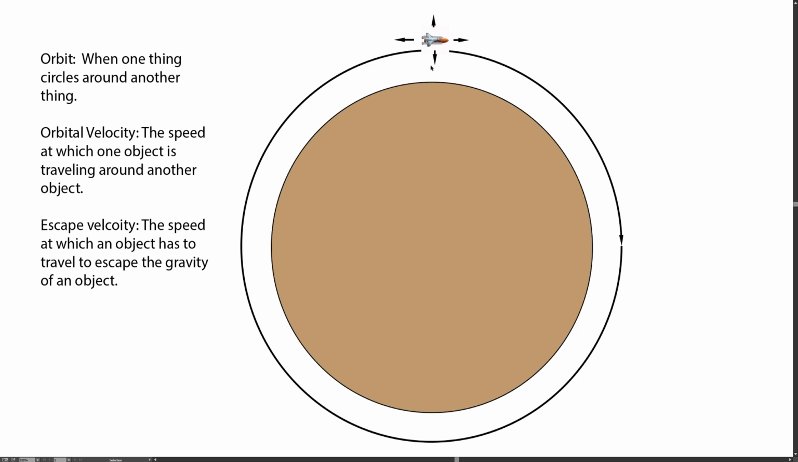If you drew a line from the shuttle to the center of its orbit, that would be called the radial in, this line here. The exact opposite of it is the radial out.